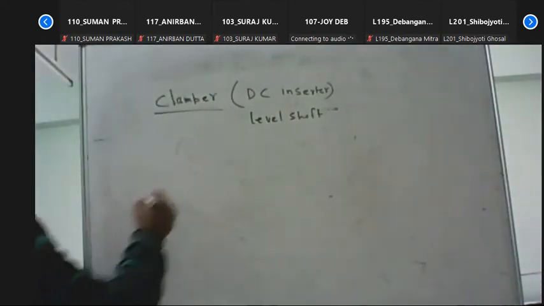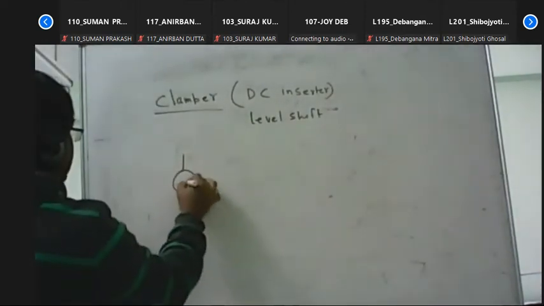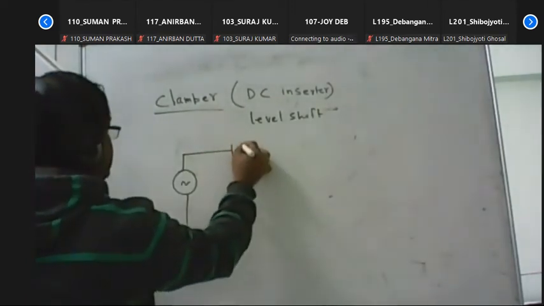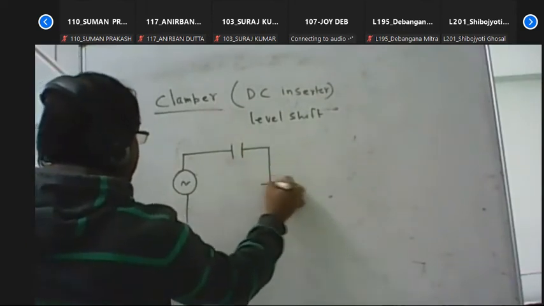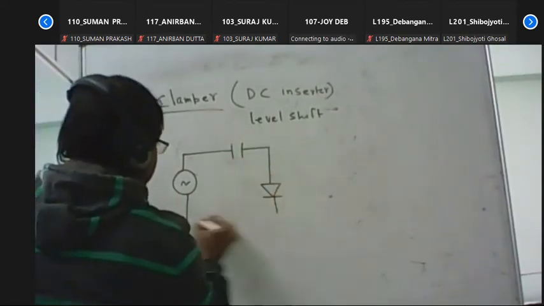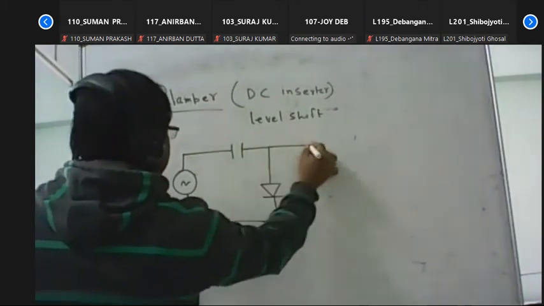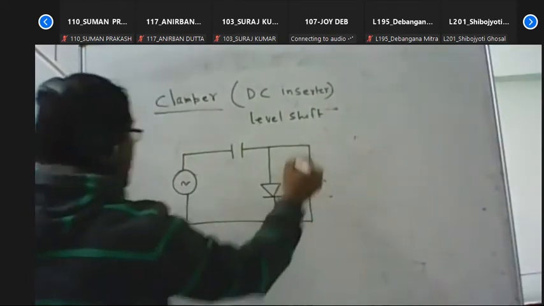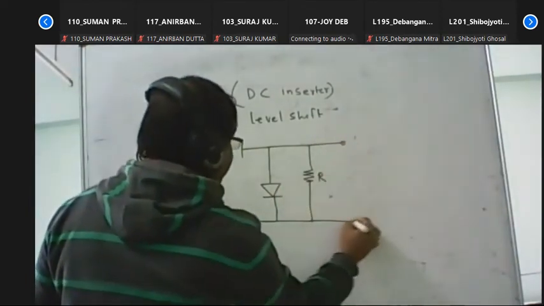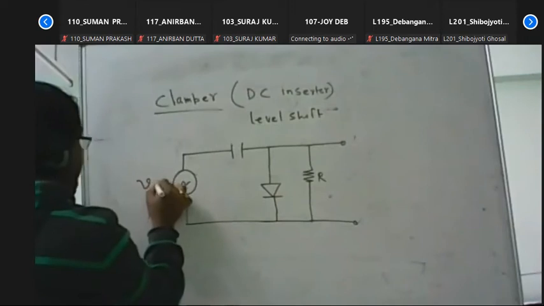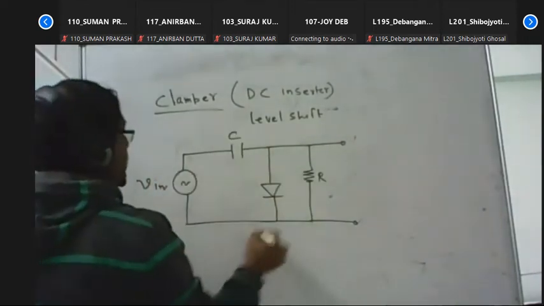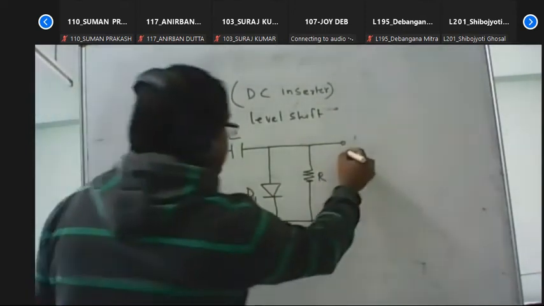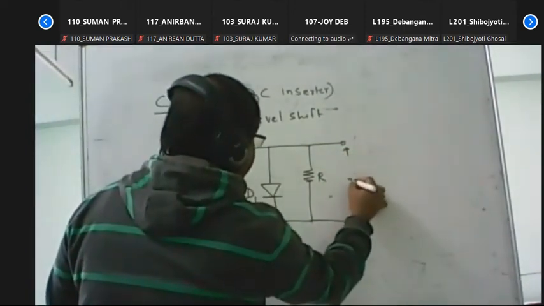First, we draw a clamper circuit. Here we can apply some AC signal. Here we basically use a capacitor, and a diode is connected, and after the diode we connect a resistor, and we take the output from here. So these are the AC input signal, the capacitor, diode D1, and the resistor. And from here we take the output voltage.